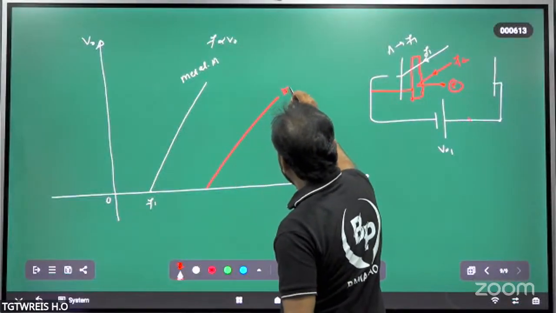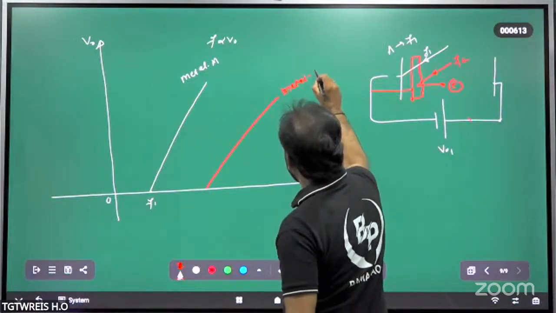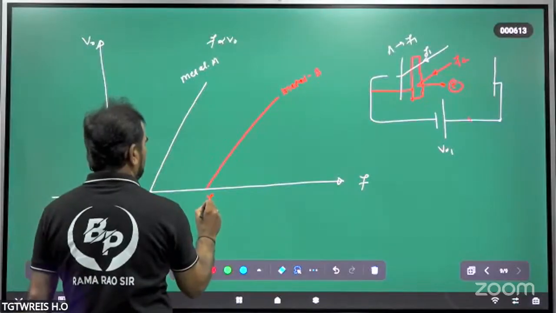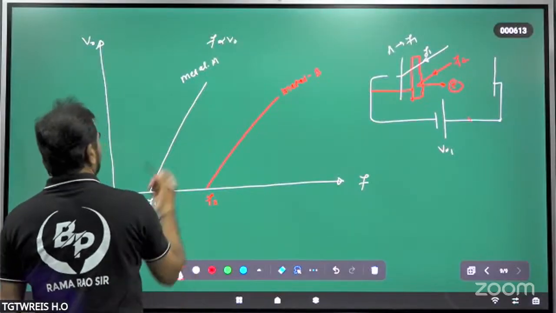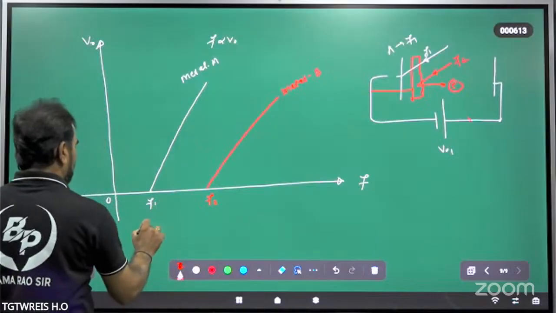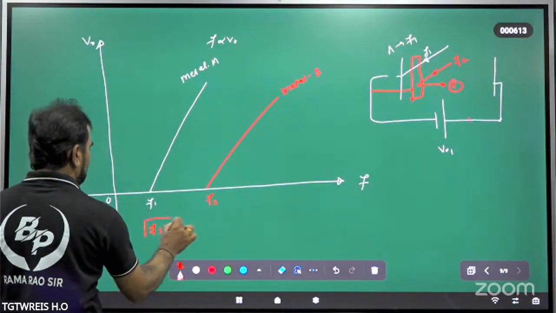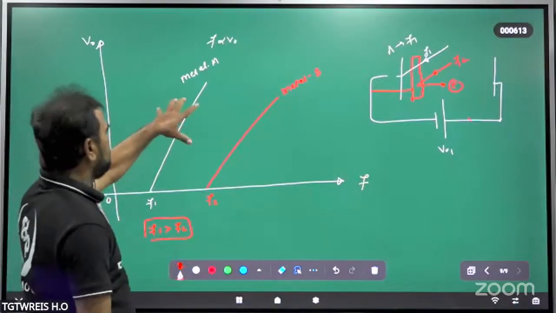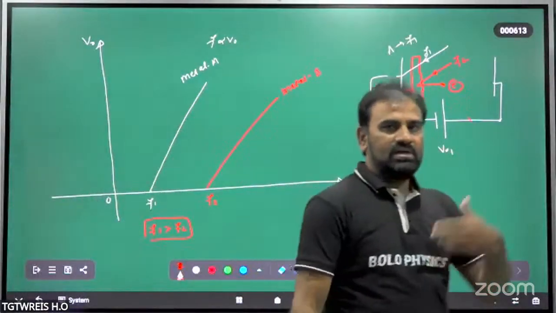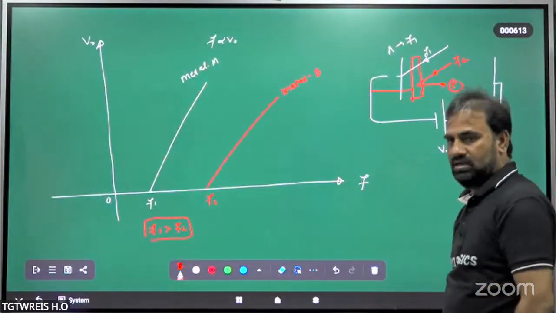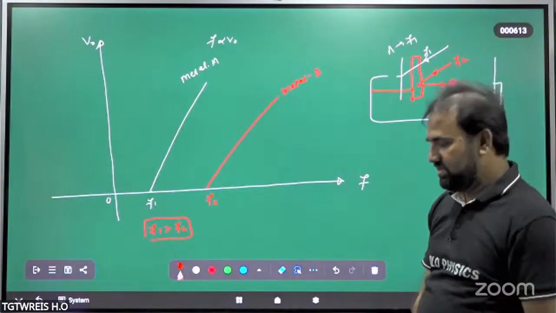This is metal B. So it has the frequency F2 and stopping potential should be equal to V2, where F1 must be greater than F2. Is it clear or not? So this is a graph between stopping potentials and different frequencies of incident light. Okay, these are the different cases.